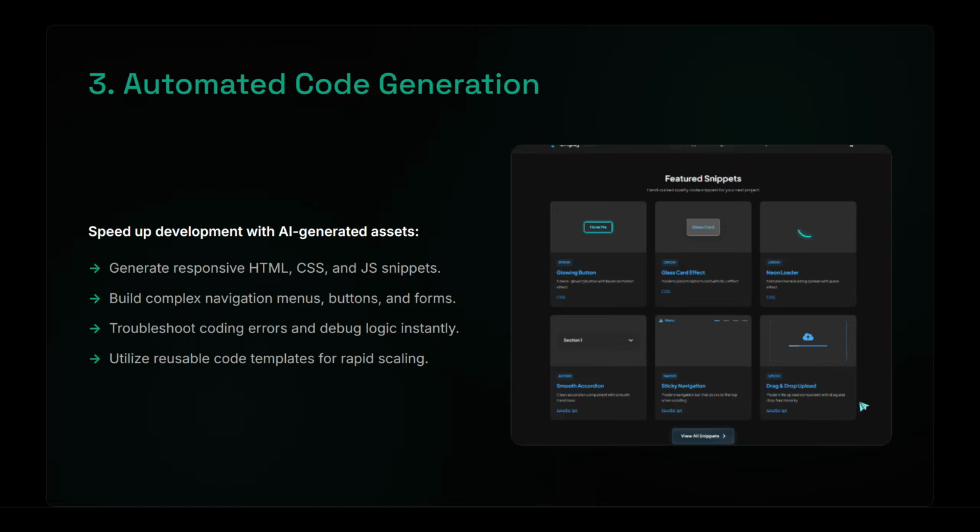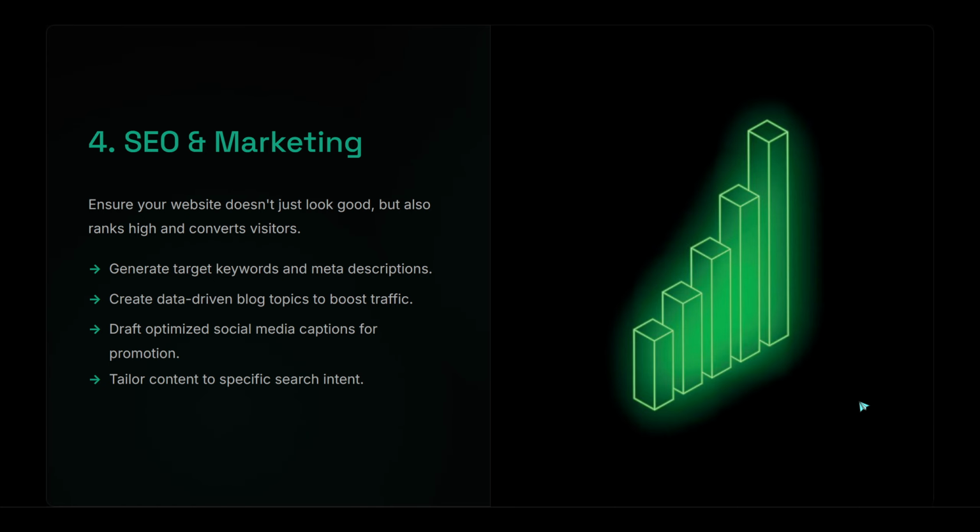Fourth, optimize your SEO and marketing. Have ChatGPT produce keyword ideas and meta descriptions for each page. Generate blog topics that address search intent and bring in qualified traffic. When drafting posts, ask for optimized outlines and body copy that match what users are looking for.